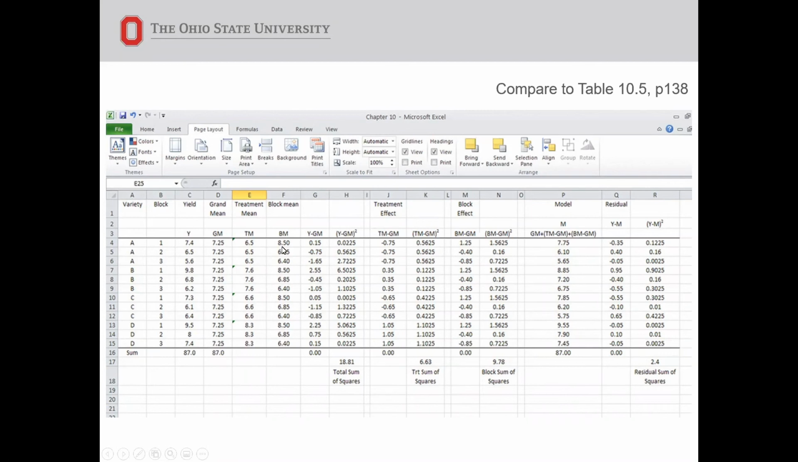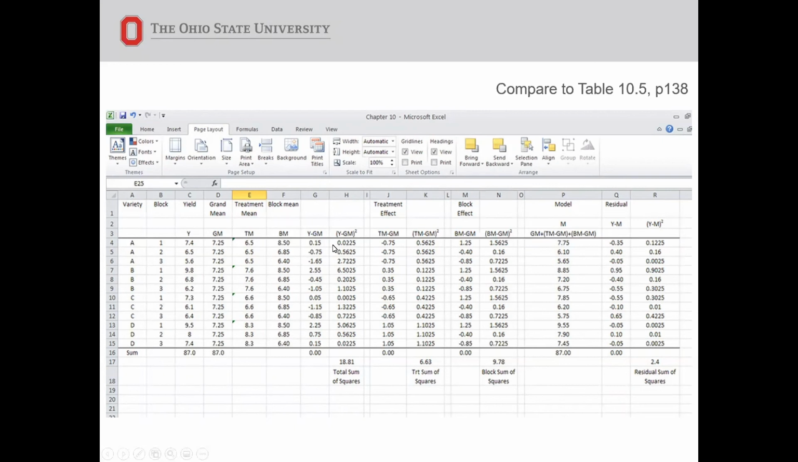The block mean is a little trickier because this value of 8.5 is the mean of the values for block 1, a mean of 7.4, 9.8, 7.3, 9.5. Similarly, the mean for block 2, 6.85, and block 3 has a lower overall mean, 6.4. So these are repeated for the respective blocks within treatment B, likewise the respective blocks within C, and the respective blocks within D.